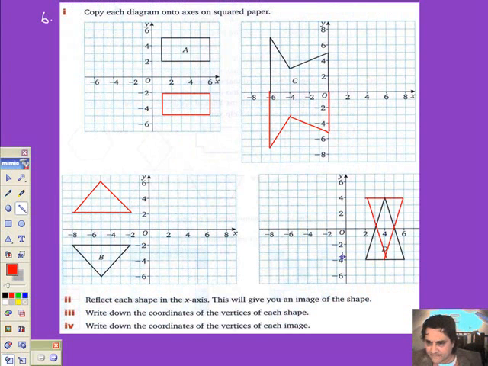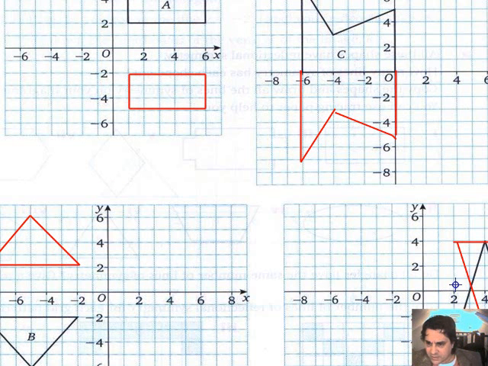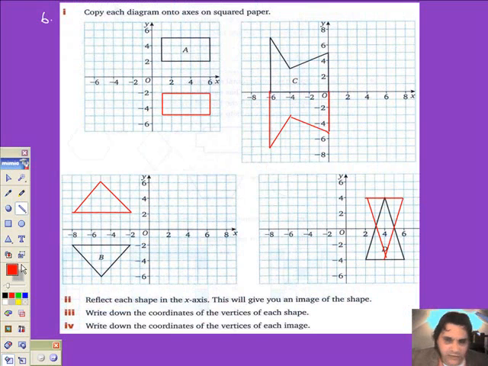Let's just check this. So this image is 1, 2, 3, 4 away. So this is going to be 1, 2, 3, 4 away. It works. It's just that I didn't draw the line very well. But I hope you can see what we're trying to do here. Now I want to reflect them in blue and do it in the y-axis. Going back to the original shape.